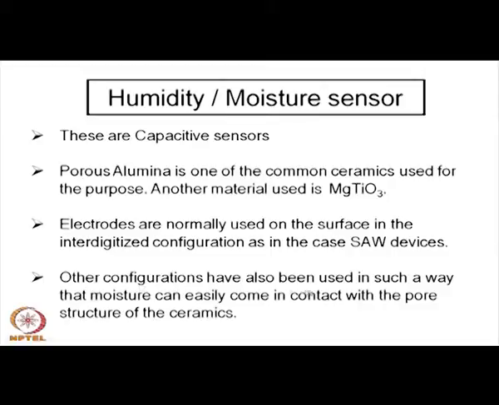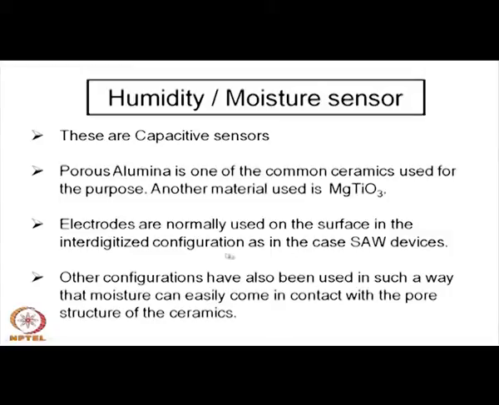Other configurations have also been used in such a way that the moisture can easily come in contact with the pore structure of the ceramics. So, it is basically once again a kind of porous configuration of the electrodes, because otherwise the moisture cannot come in contact with the pores below the electrodes, and therefore, it cannot function properly. So, the design is important here.